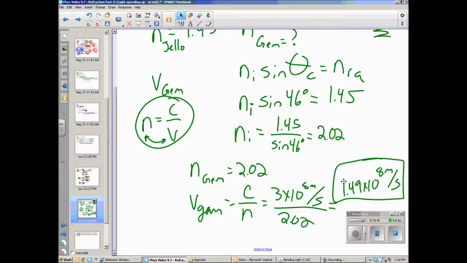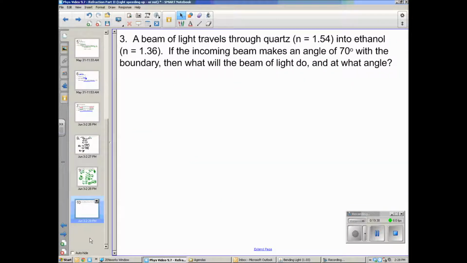Okay, finally, let's do an example from beginning to end. All right, so here we go. It says a beam of light travels through quartz, and it tells you what n is for the quartz.